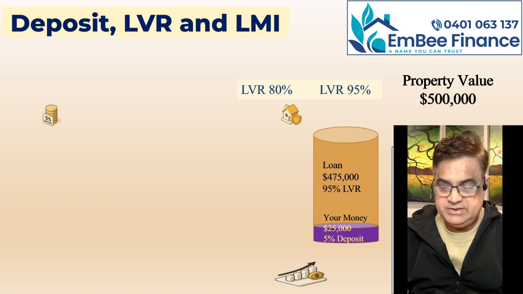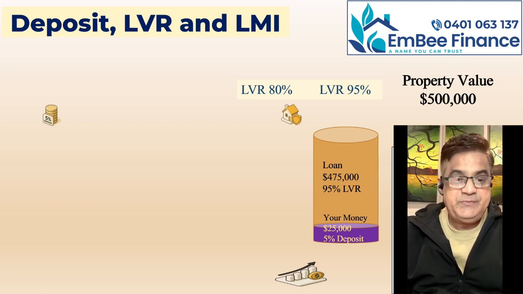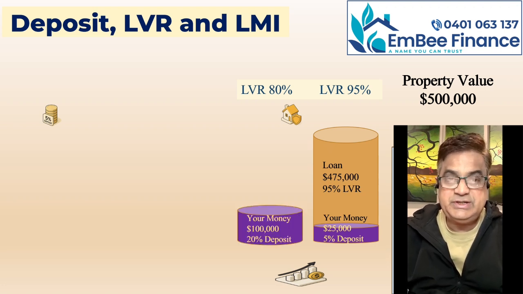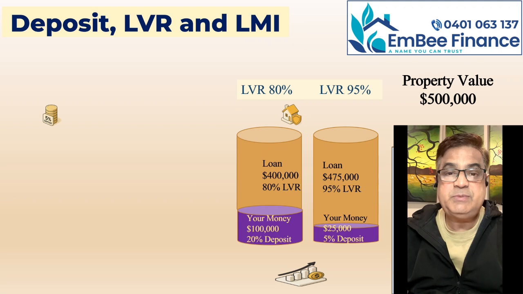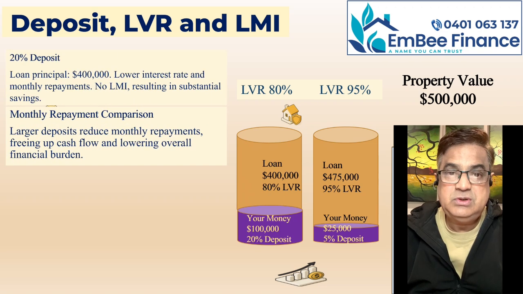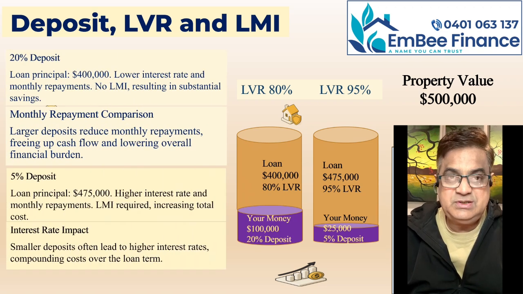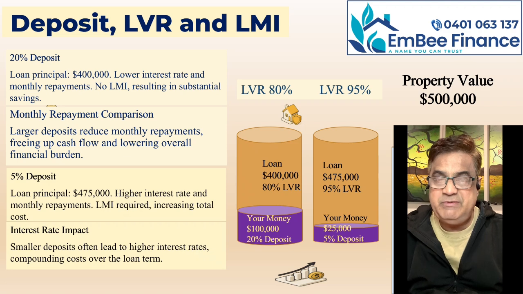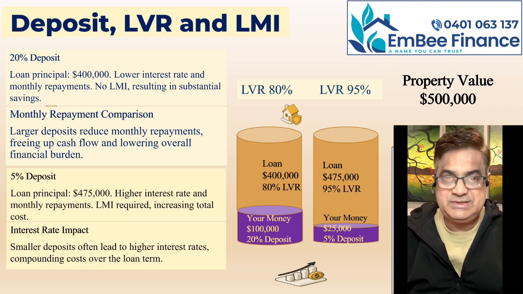which I will explain later. Right? But say if you have 100,000, as I told you earlier, then in that case, you need only $400,000, which is 80% loan to value ratio. So you will not be charged any LMI and your rate of interest will also be lower in most cases. So this is the concept between your deposit, your loan to value ratio, and your LMI.